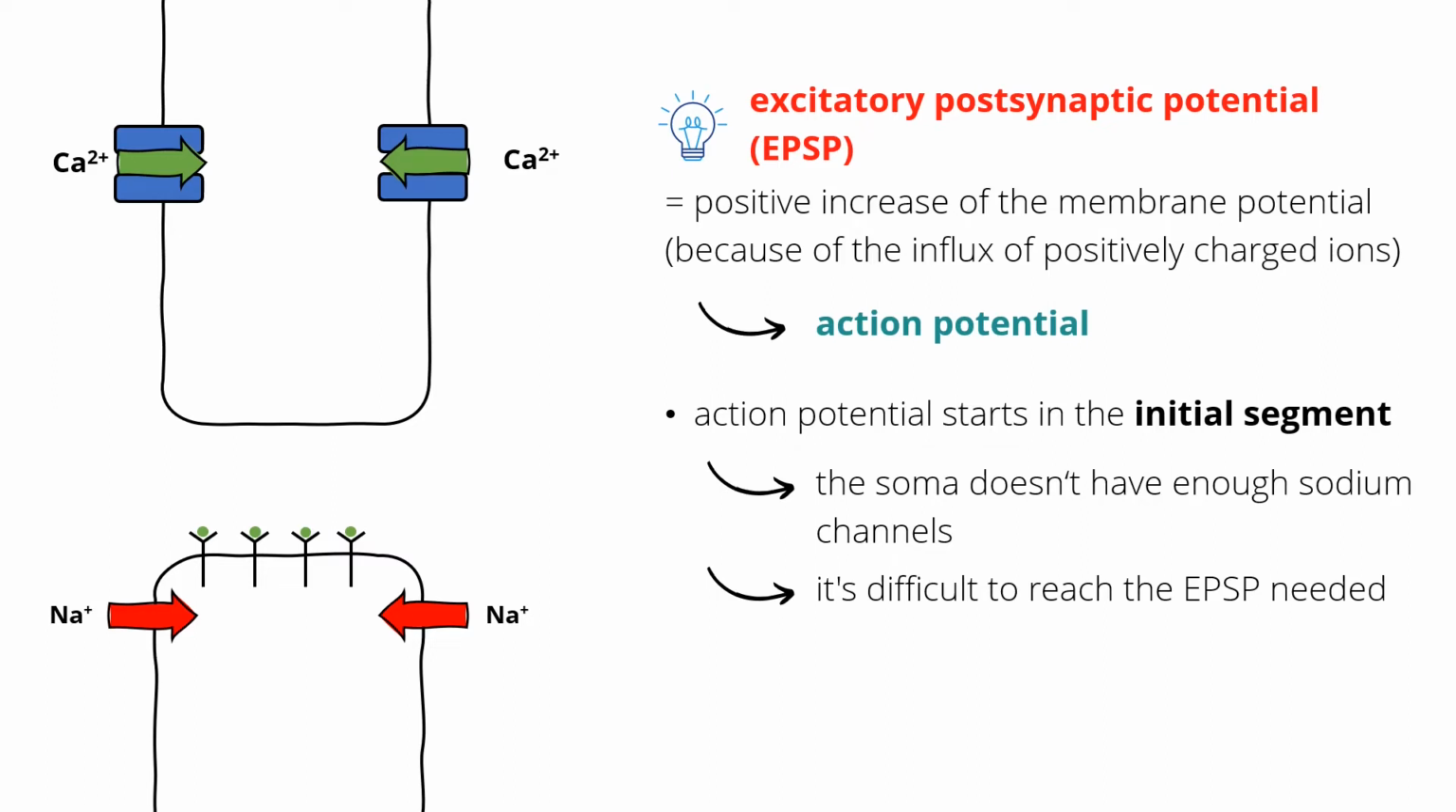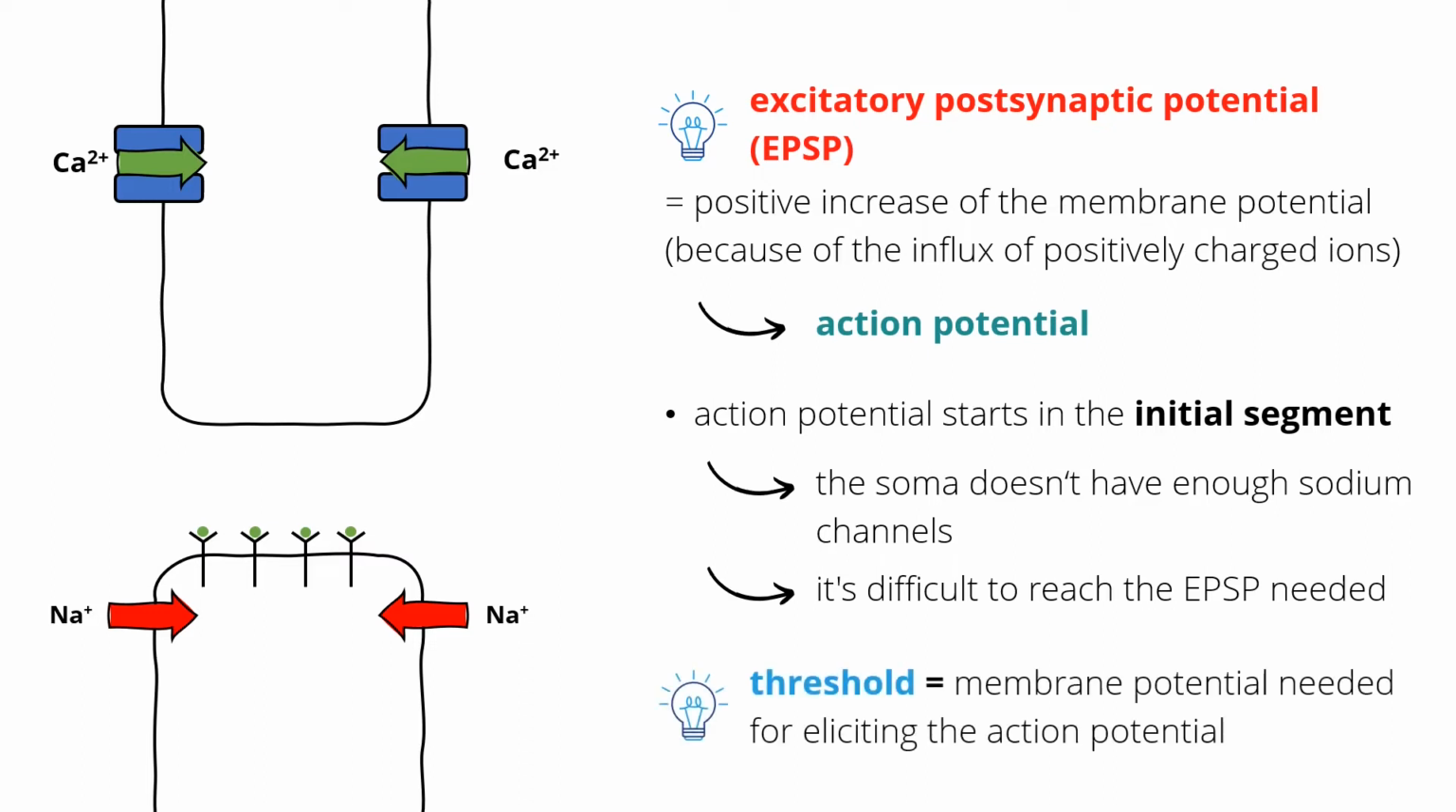The voltage value that indicates that an action potential will be elicited is called threshold. So for example, if the threshold is minus 40 millivolts and the resting membrane potential is minus 65 millivolts, we will need the excitatory postsynaptic potential of 15 millivolts.